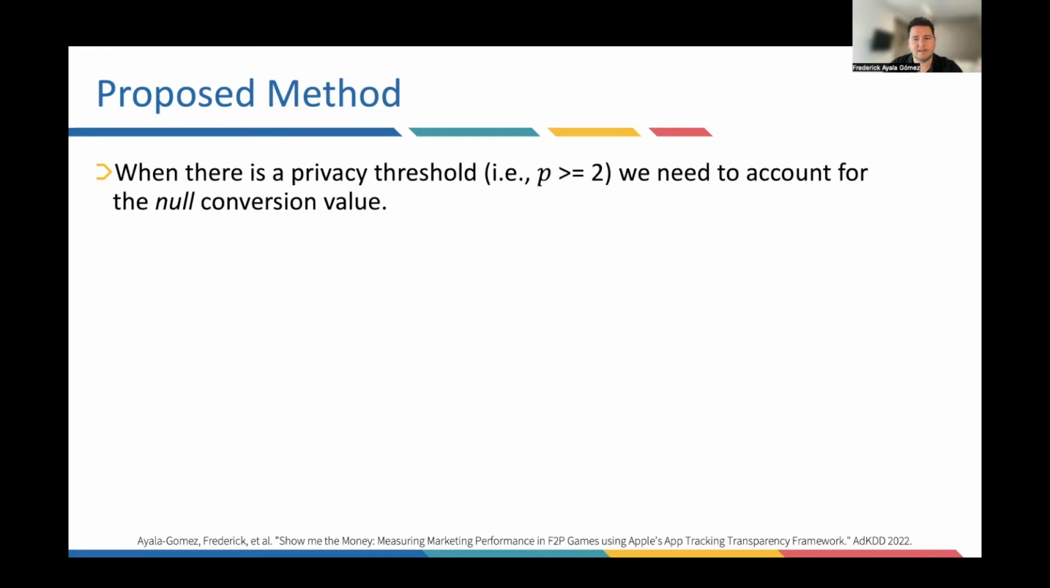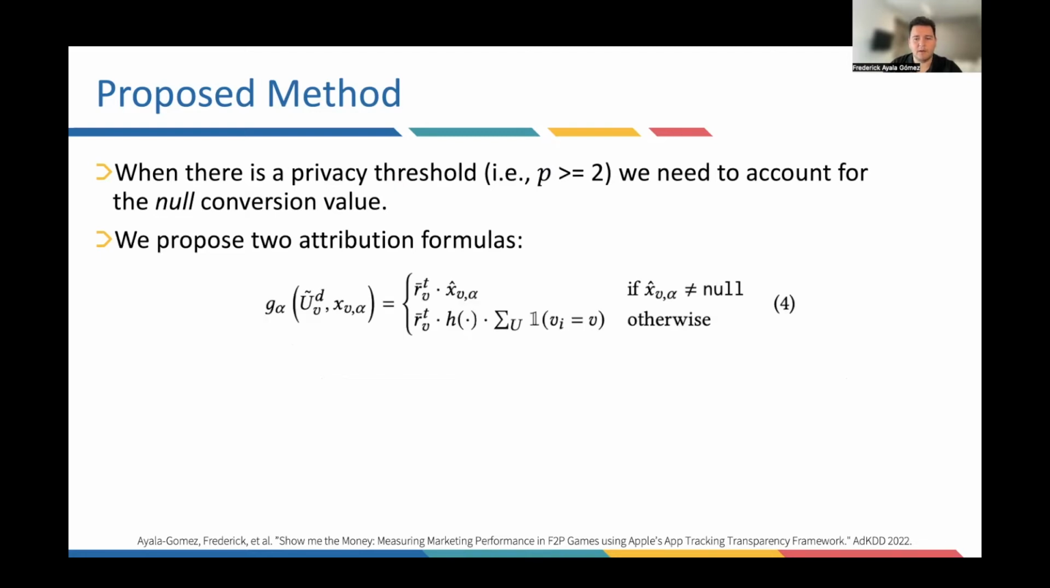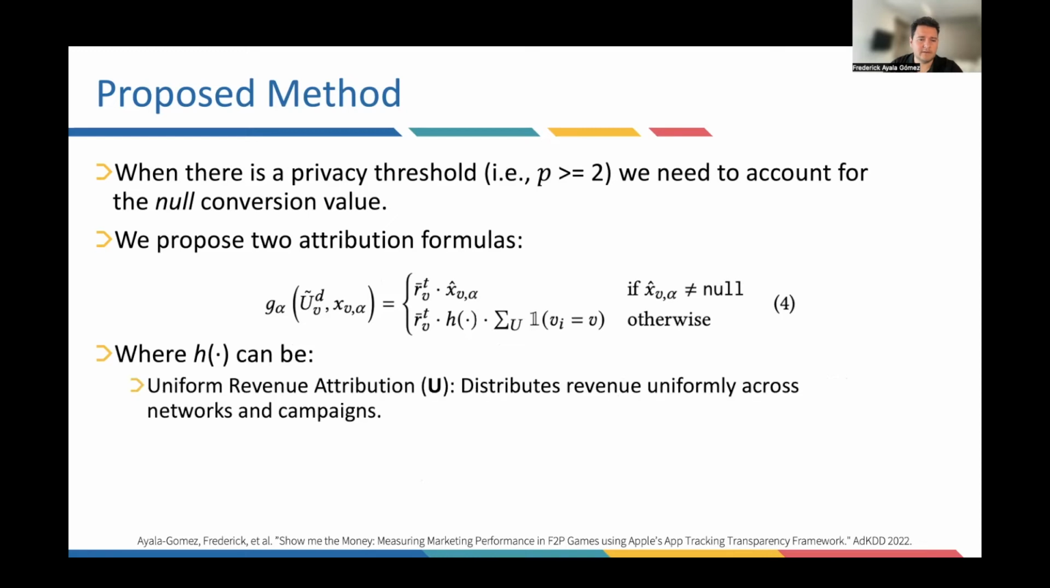When there is a privacy threshold, we need to account for the null conversion value. So we propose two attribution formulas. When we have the conversion value, it's the same as before, but for the null conversion values, we have to multiply the average revenue of the null conversion value by a distribution function by the count of null conversion values. For the distribution function, we can use a uniform revenue attribution, which would distribute uniformly all the revenue across networks and campaigns.